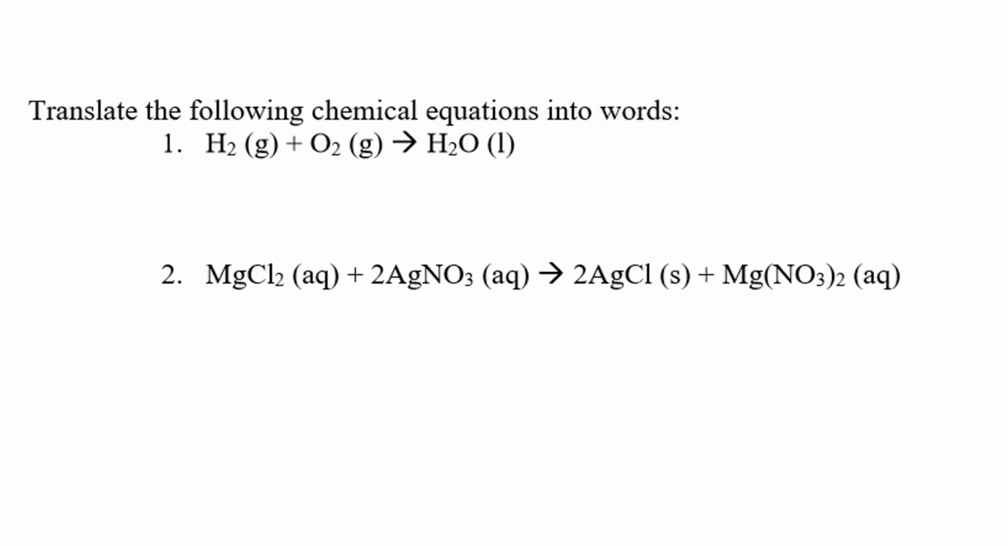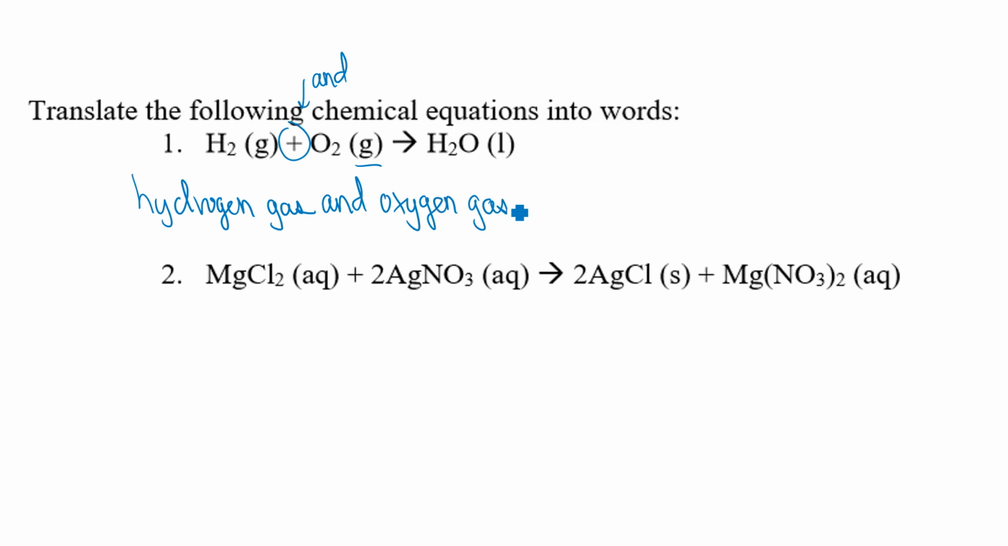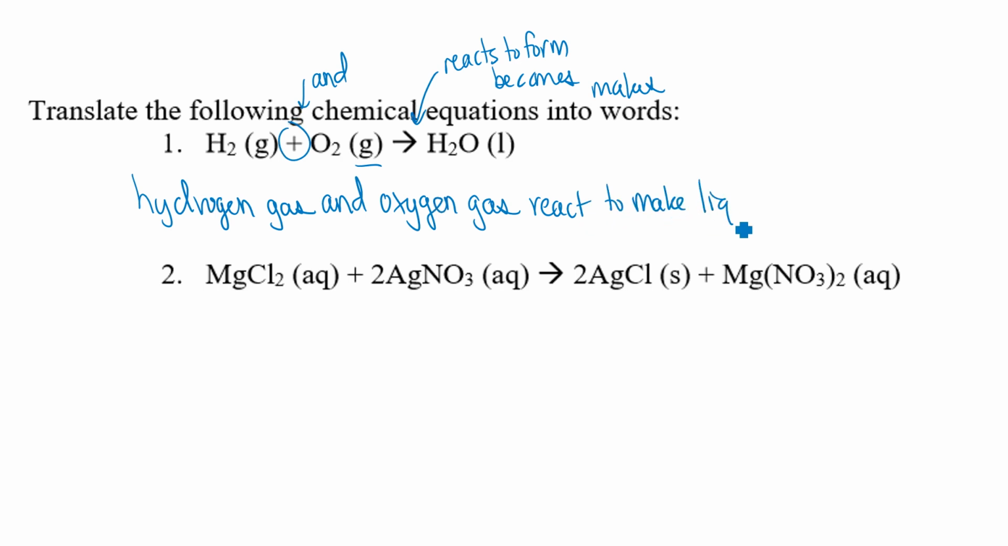So for example, on this top one right here, I would say, well, H, that stands for hydrogen. The G stands for gas, so that's hydrogen gas. Wherever you see a plus sign, I'm going to interpret that as "and." And then what else do we have? We have oxygen gas. And then for the arrow, there's a couple options here. You could say reacts to form, or you could say becomes, or makes, or something along those lines. So you could say hydrogen gas and oxygen gas react to make liquid water.